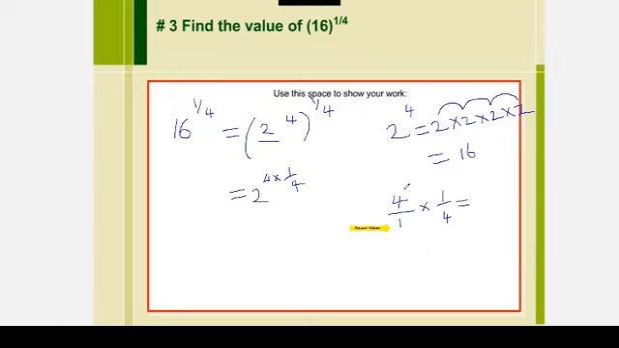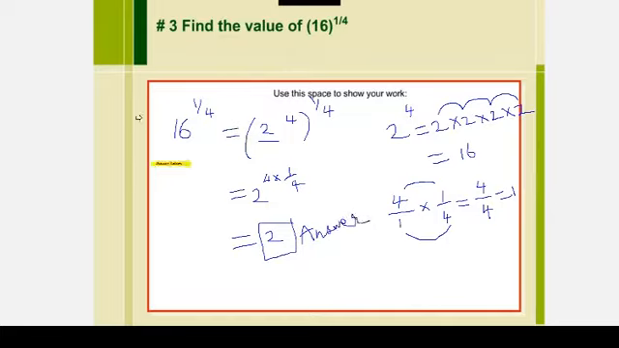Now multiply the denominators and numerators separately. 1 4 of 4, 1 4s of 4. 4 by 4 is 1. The final answer will be 2 power 1, or it is simply 2. I hope you're following, children. So 16 the whole power 1 by 4 is 2.